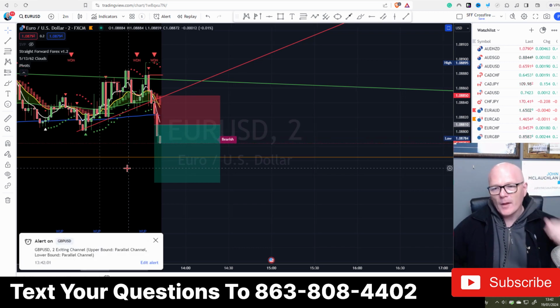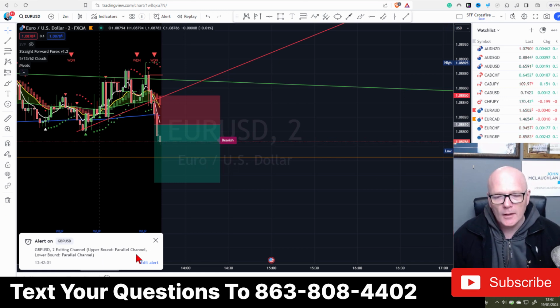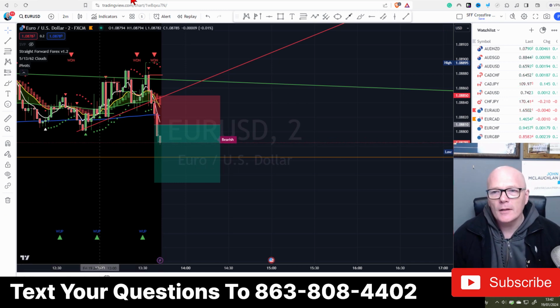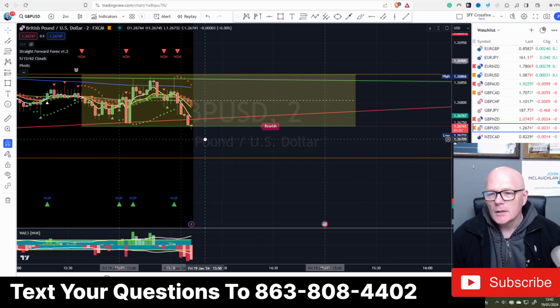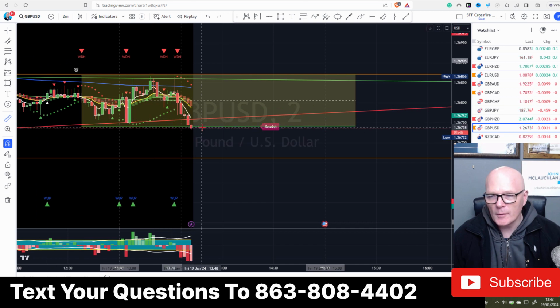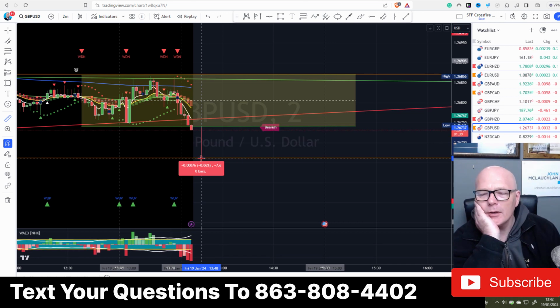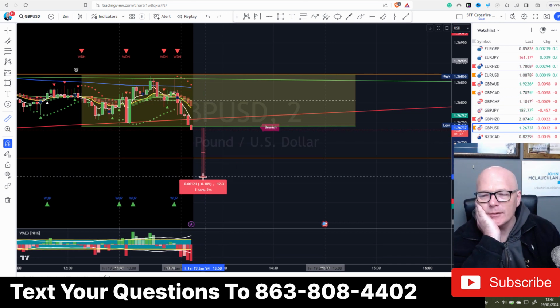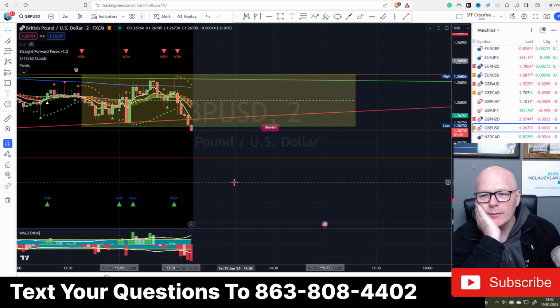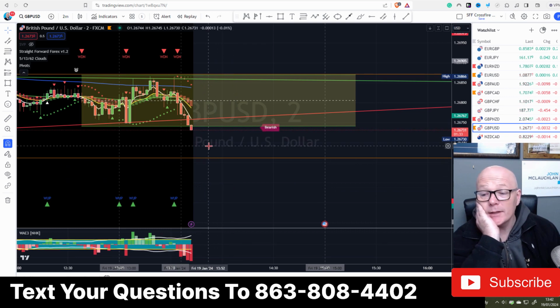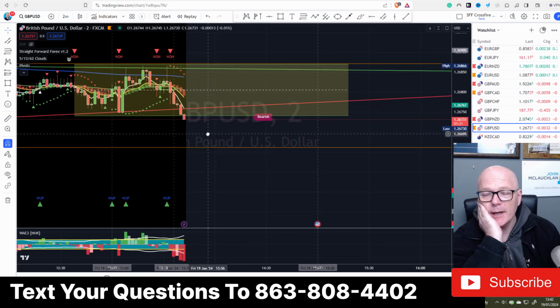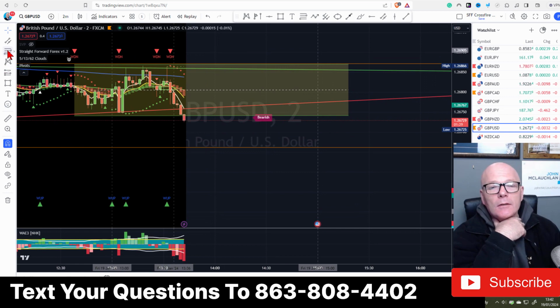Okay, and there's our alert on GU. So I'll look at GU. There we go. It's starting to break out of that parallel channel, and we've got a similar situation going on here. Now, 7.1 pips is not too bad, but are we going to see price go down to 12, 13, 14 pips like we want it to, in order to get our proper 1-to-2 ratio?